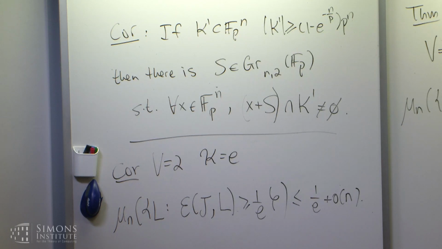So now I've set up all that I need in order to sketch the proof of the theorem. Maybe I'll leave the discretization hypotheses and conclusions here as well, and start the proof over here.